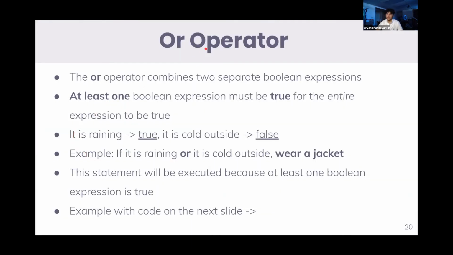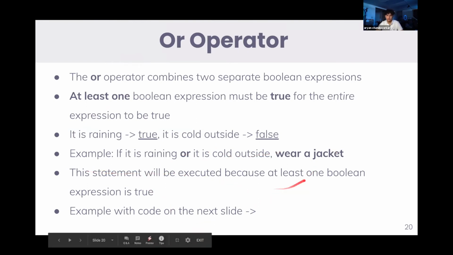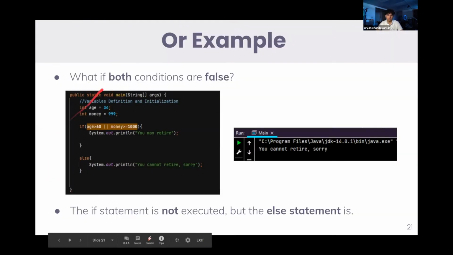All right, now we have the or operator. If you hold shift and click the little button above your enter key, that's the or operator. This means only one has to be true for the entire expression to be true. In a sentence, that would be: if it is raining or if it is cold, I will wear a jacket. The statement is executed because at least one Boolean expression is true.